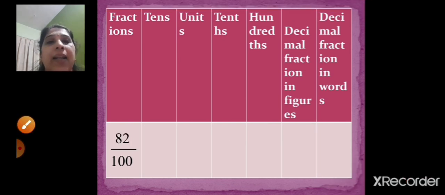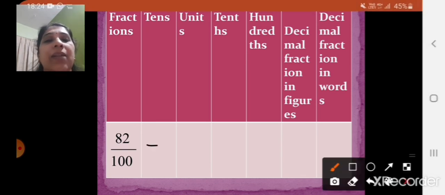82 upon 100. Now this is a simple fraction, right? So in the tens and the units place it will be a dash because there is no number over there. Now children, I would like to tell you that whenever we are writing the place names for the normal numbers or for the whole numbers, we start from the right hand side, as units, tens, hundreds, thousands and so on. But in case of decimal form, after the decimal point we start from tenths, hundredths, thousandths and so on, right?